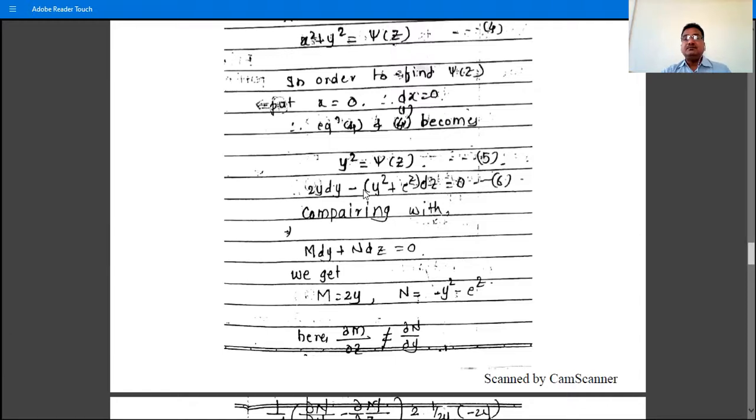Now we have to find the solution of equation number 6. It is of the form m dx plus n dy is equal to 0. Actually, x and y are here y and z, so it is m dy plus n dz is equal to 0. It is of this form. And there are different methods to solve the Pfaffian differential equation in two variables, m dx plus n dy is equal to 0.